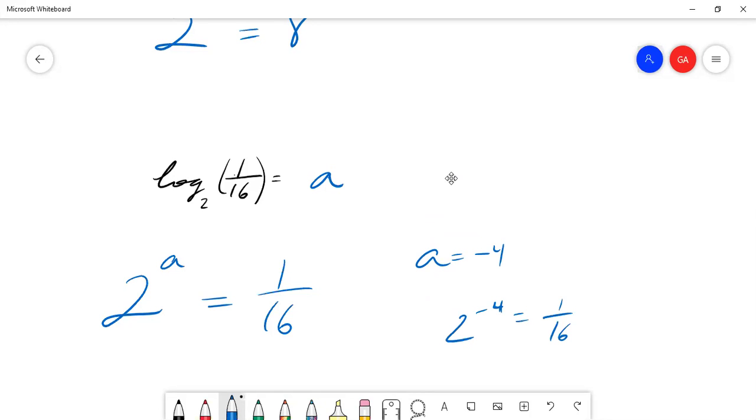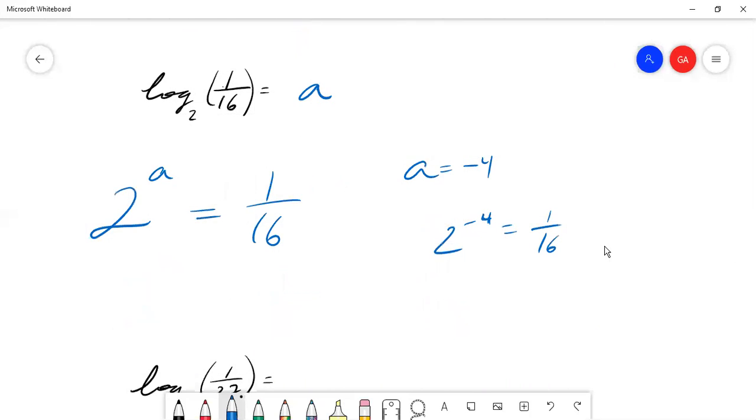And how do I know that? Well, I know that from what we talked about last time, that this is really 2 to the 4th to the -1, and 2 to the 4th is 16. When you have this -1 out there, then you just take the reciprocal of that. So it gives you 1/16. So the answer to this problem is -4. Does this make sense?